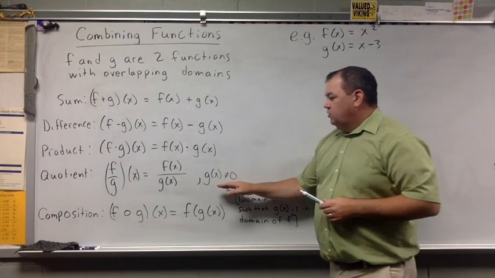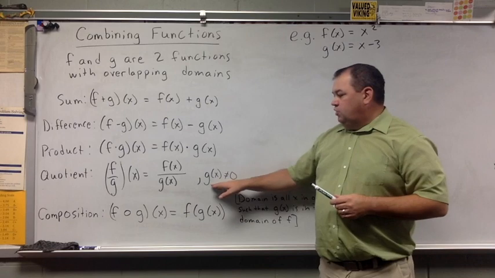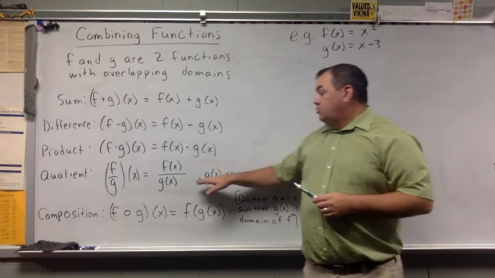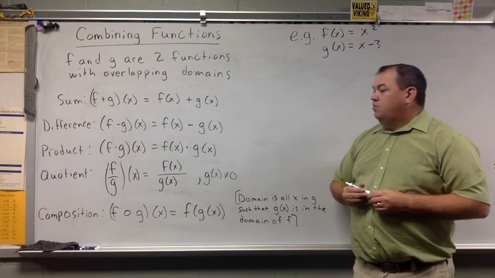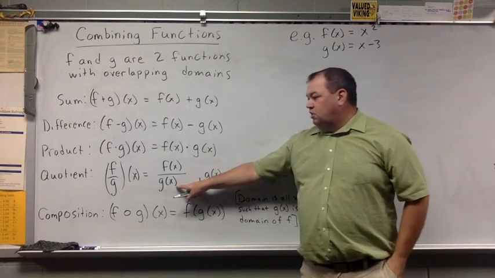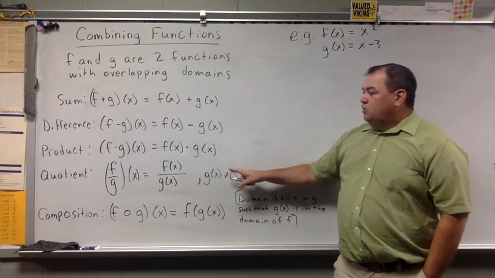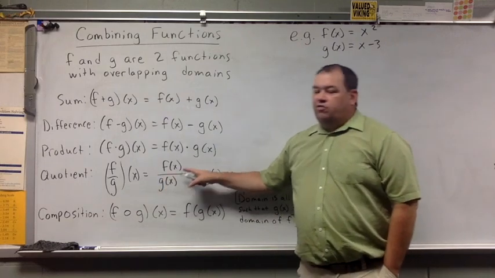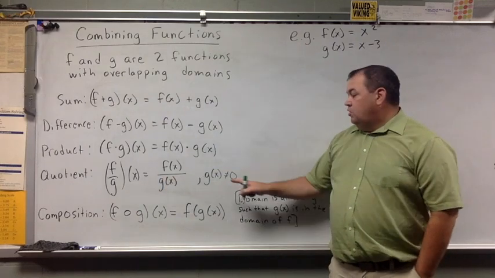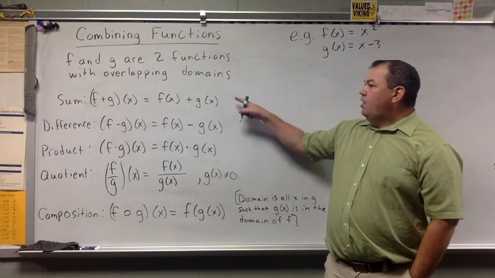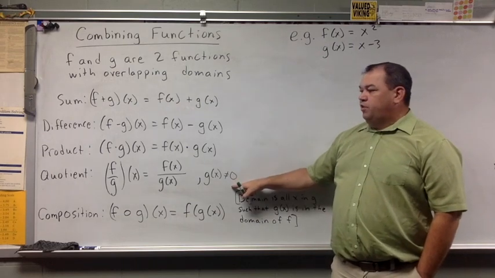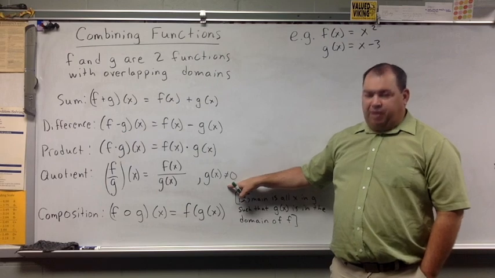But you'll note that it has one extra thing here that says g of x can't be 0. Because we're dealing with functions and we've got a fraction, we need to make sure that the bottom of this fraction doesn't turn out to be 0. So if there's anything in g of x that causes that 0, we have to take that out in our domain. These first four are very straightforward. They're exactly what you would expect.